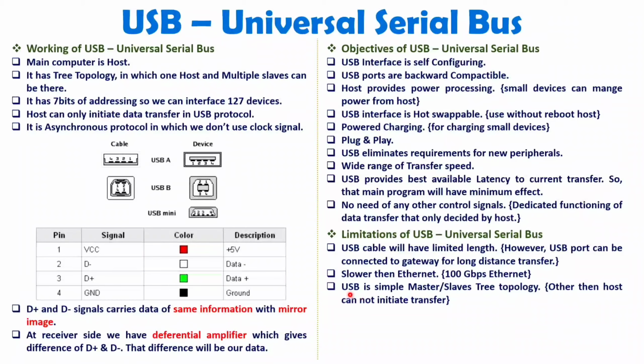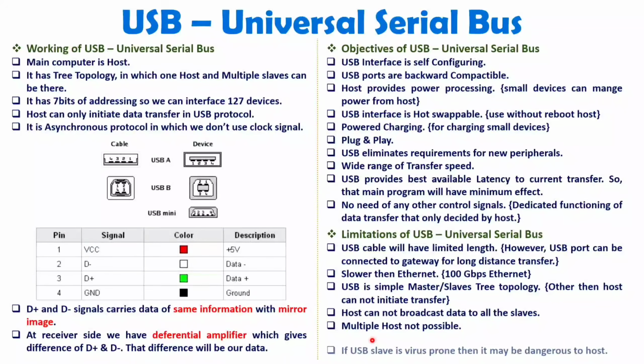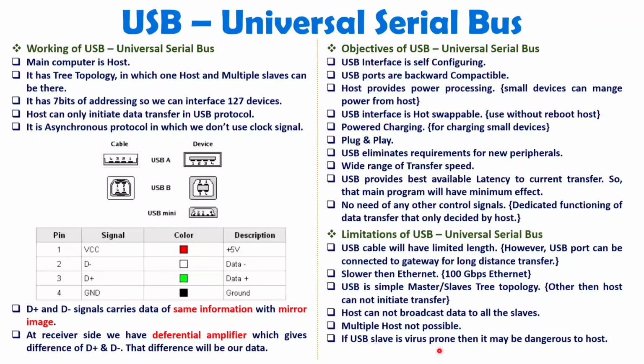Here when we talk about USB, that is a simple master-slave tree topology. Here other than the host, no one can initiate data transfer, that you should know. Here, my dear students, the host cannot broadcast the data, the host can transfer the data with a single device only, right? It is not like the host is broadcasting data over here to all the slaves. Here when we talk about the host, multiple hosts are not possible, and if your device with USB is virus prone, then it may be dangerous to the host. So many limitations are there with the USB protocol.